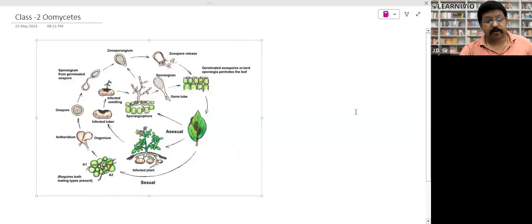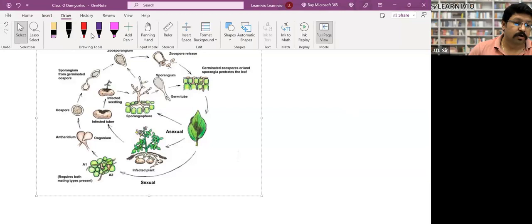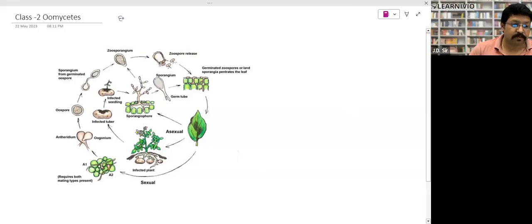So this is the life cycle of Phytophthora infestans, how it infects the plant. You can come to know from this diagram. Look. So this example of this fungi, oomycetes, is Phytophthora infestans. Phytophthora infestans is a fungus that causes a disease, and that is called late blight disease of potato.